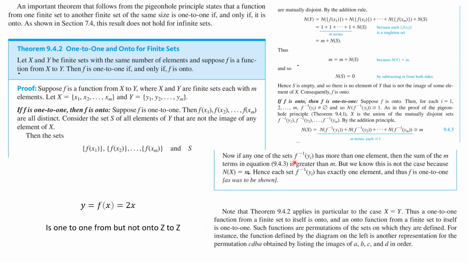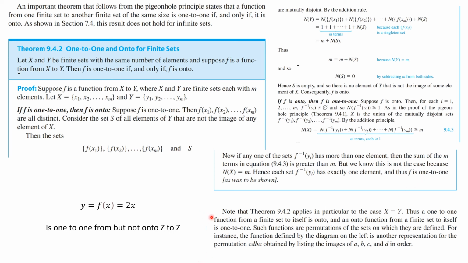Now, if any of the sets f inverse of y sub i has more than one element, then the sum of the m terms is greater than m. But we know this is not the case because the number in X is equal to m. Hence, each set has exactly one element, and thus f is 1 to 1, as to be shown.